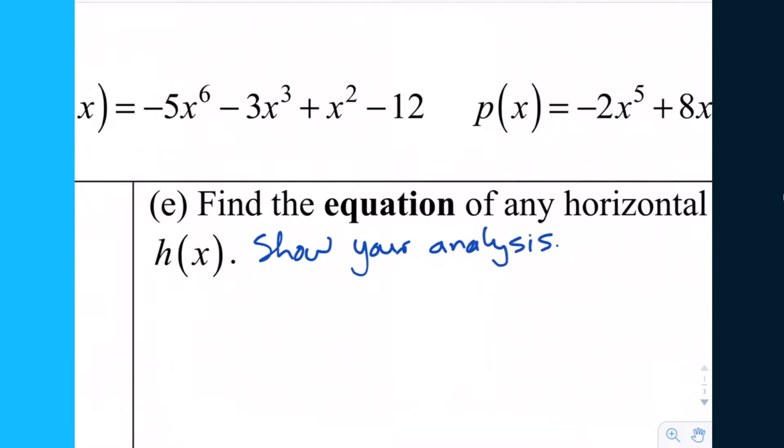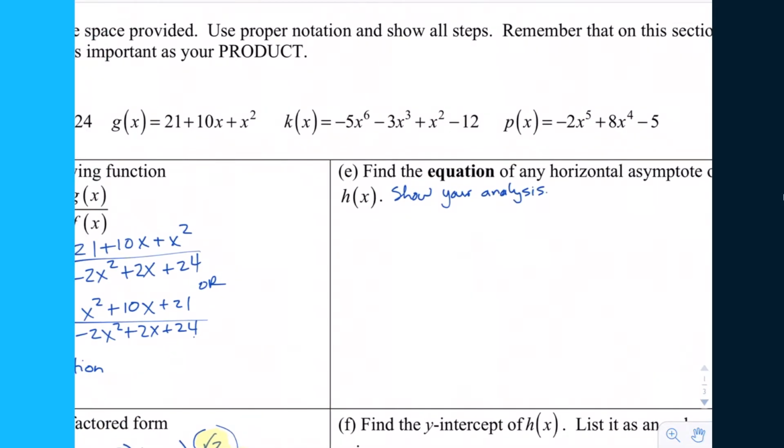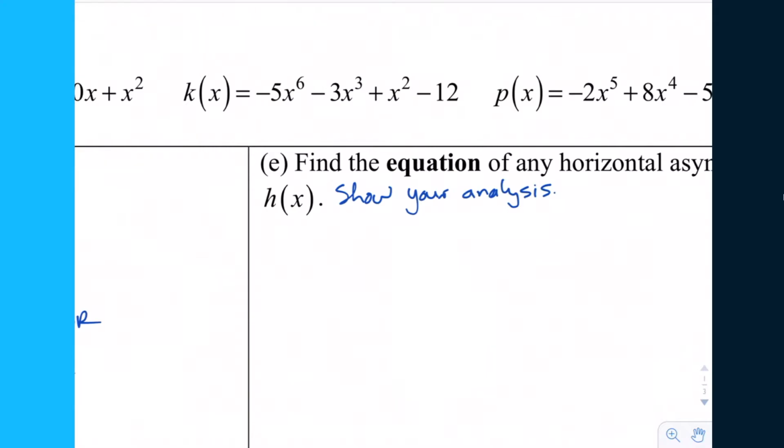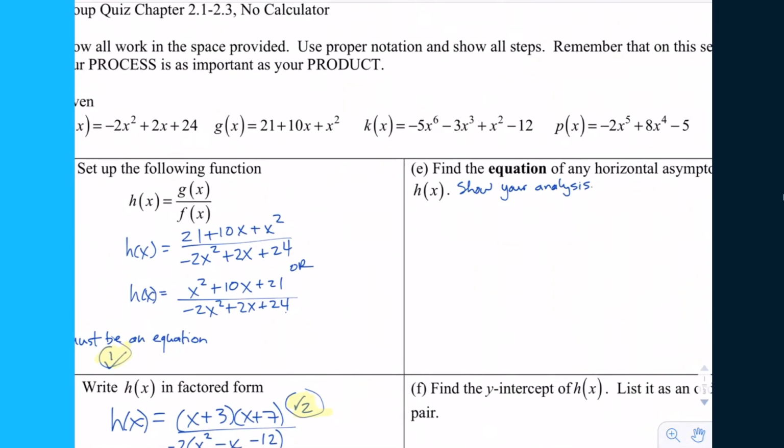That's kind of an important little thing to add because that requires a little bit more notation on your part. But I didn't ask that here, so you don't have to show this. But here's what I mean. Show your analysis means what? How do we find horizontal asymptotes? The end behavior. Well, yeah, the end behavior model. But what are we looking at?